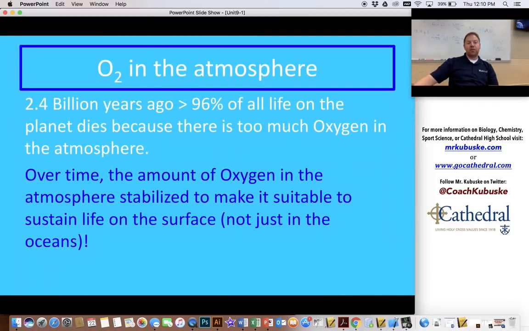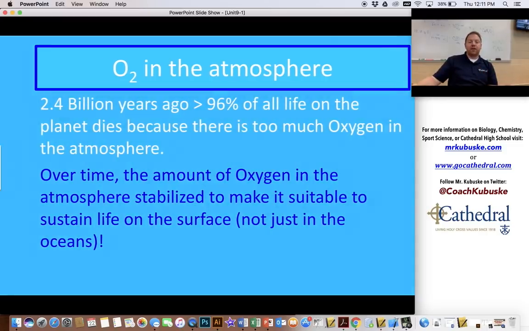Well, oxygen in the atmosphere is going to change things big time. In fact, this is our first major cataclysmic event for life on this planet. So about 96% of all the life on the planet was going to be wiped out because of all this oxygen, because they didn't need it at the time. They didn't want it. But the life forms that are going to be left behind are going to start to use this oxygen in a way that has never been used before, and it's actually going to be a bigger benefit to life on this planet.